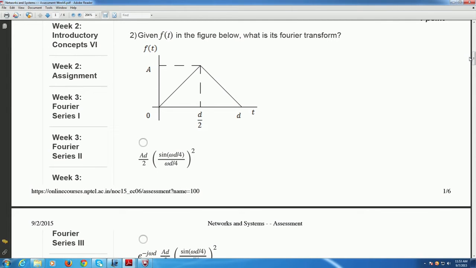Okay. So, you might know the Fourier transform for the triangle which is not shifted right, which goes from minus d by 2 to d by 2. You might know that.